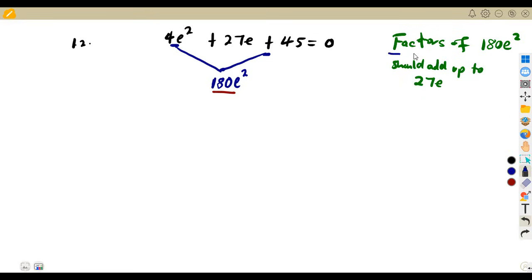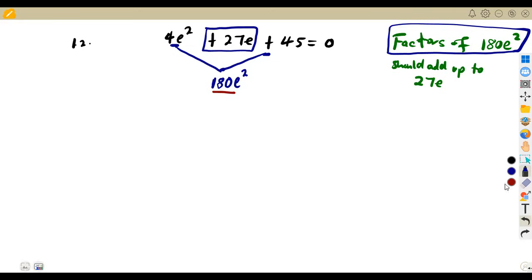So take note, the first thing is there must be factors of 180. Not to say you just choose two numbers which add up to 27. You just say, okay, if I choose 20 and 7, they add up to 27. Are they factors of 180? That is the first thing you're supposed to check, not to start by adding numbers to give you 27e. There must be factors first, then you think about adding them to give you the 27e that we have in this case.